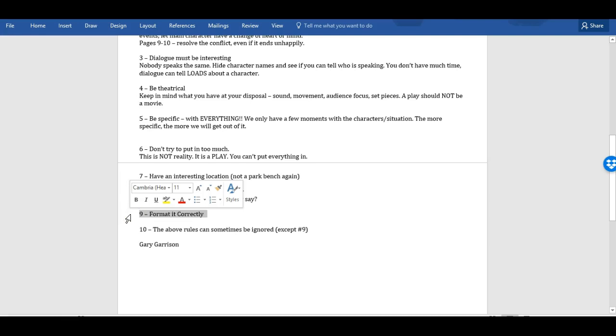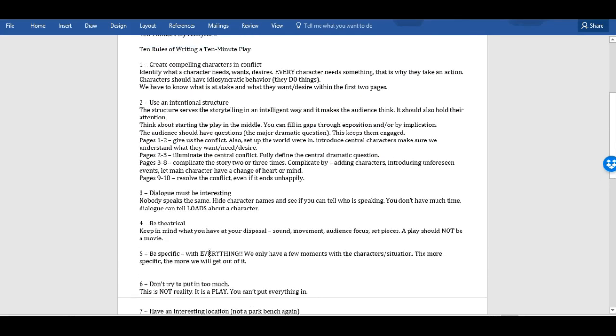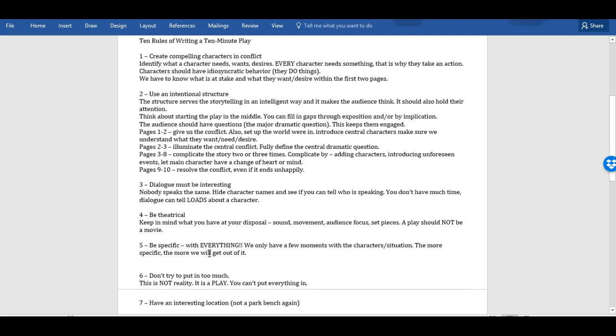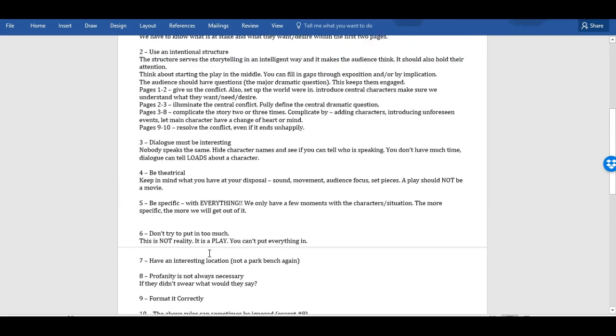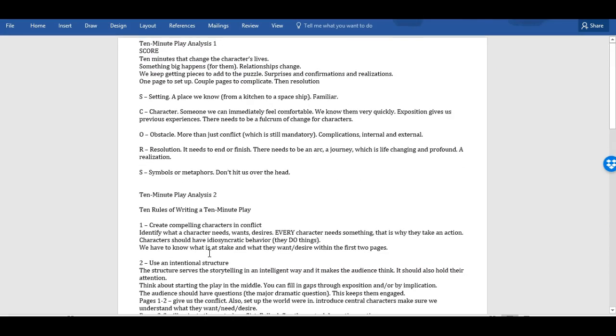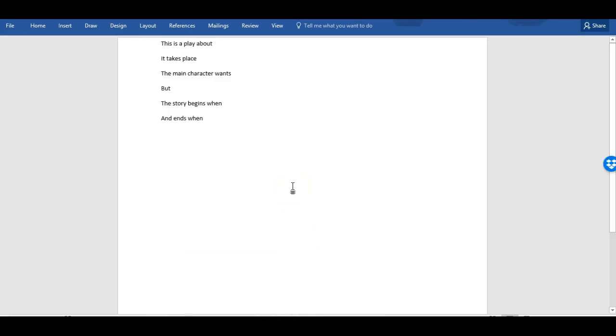Formatting is very important, and I will simply give you access to the right format of a play, and you should follow that. And I love this last one, his 10 bits. All these rules can be ignored, except for number 9. You have to format everything very carefully. A play is a work of art, as much as I hate that term. So, hey, sometimes these rules don't have to stick, but generally they do.